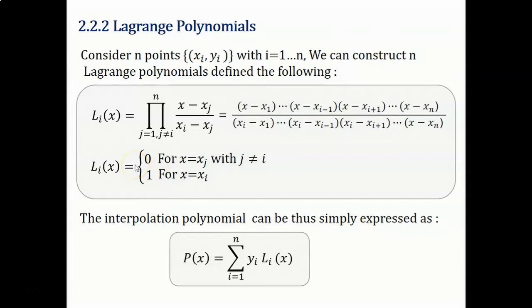So now we can construct the interpolation polynomial using simply the sum of yi Li with i going from 1 till n. So this is a polynomial that will pass exactly through all the points (xi, yi).